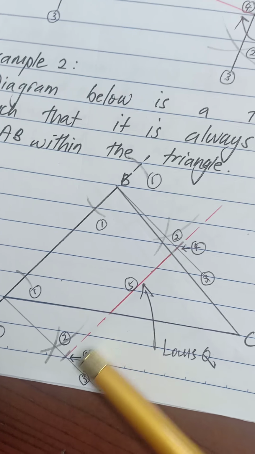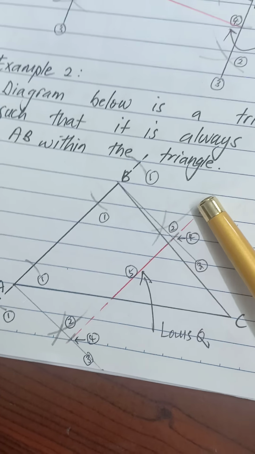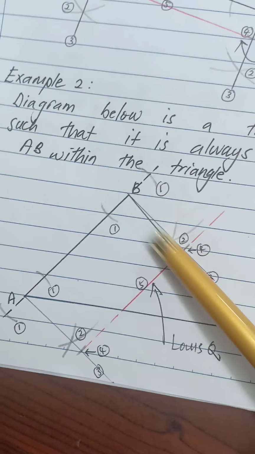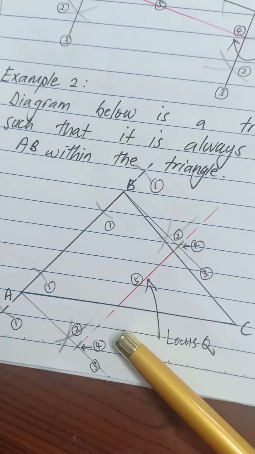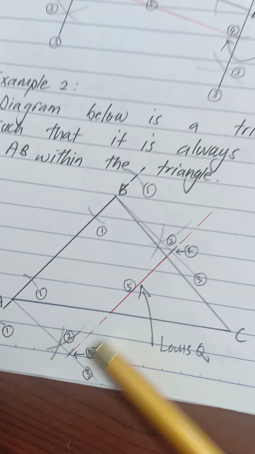Now why did I put a dotted line here outside? Because the locus is within the triangle. So the triangle is only this much. So nothing outside. So to show your construction line, don't go and erase this. Put a dotted line. Right.